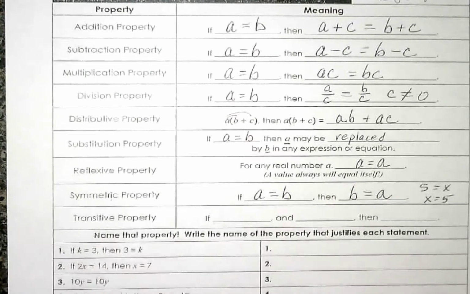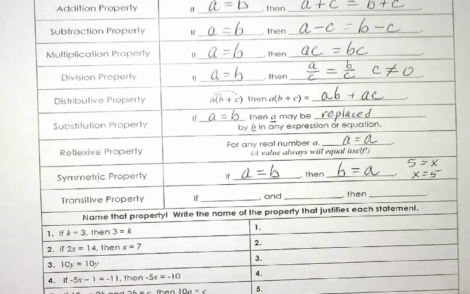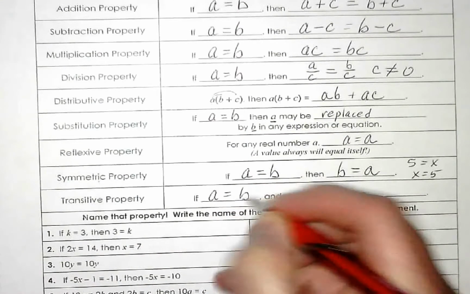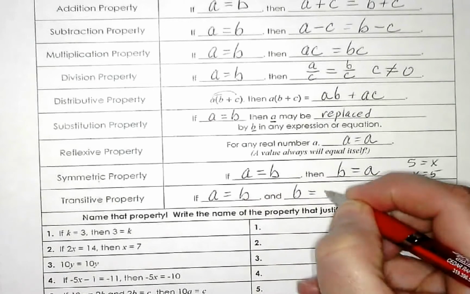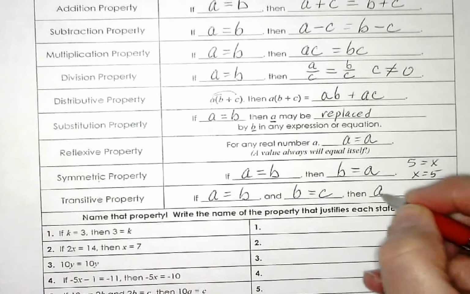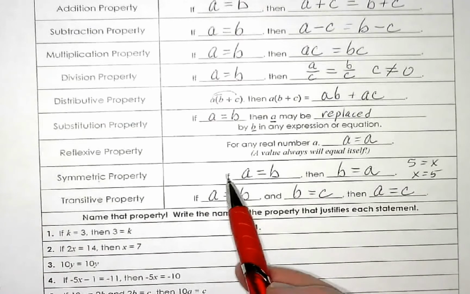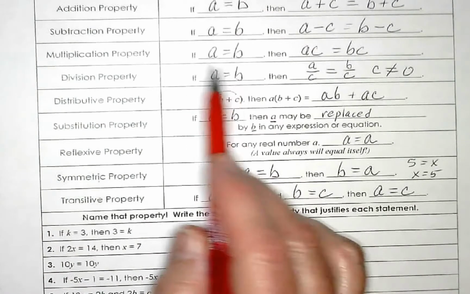Transitive is like a double substitution. So if A equals B and B equals C, then A equals C. So you'll notice this one, all these just had if A equals B, if A equals B, if A equals B.